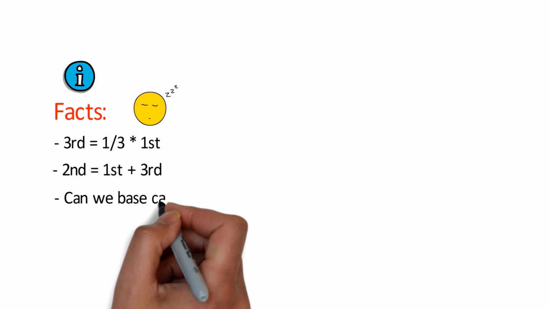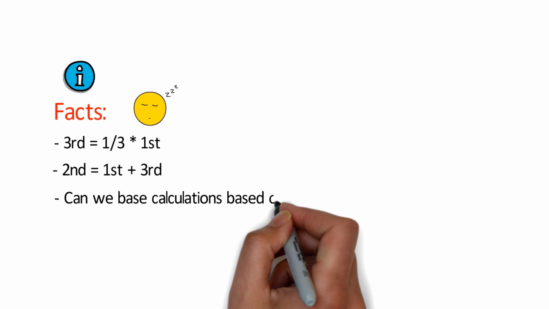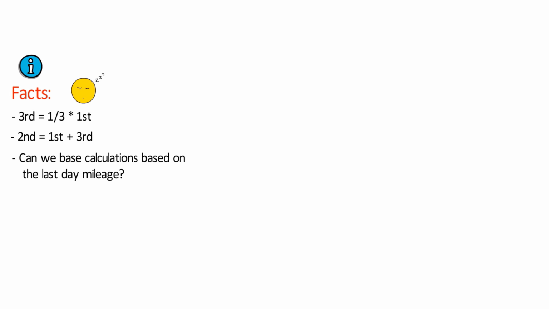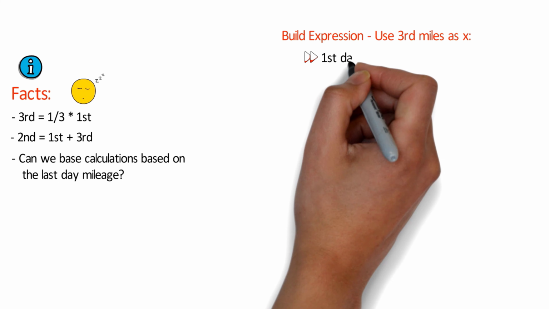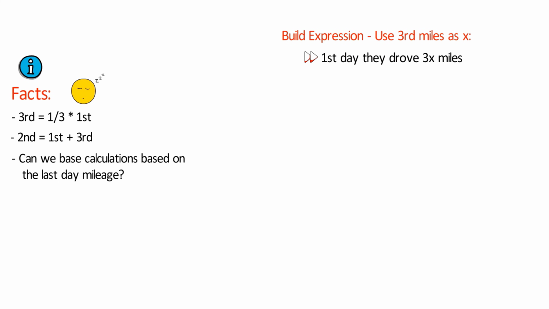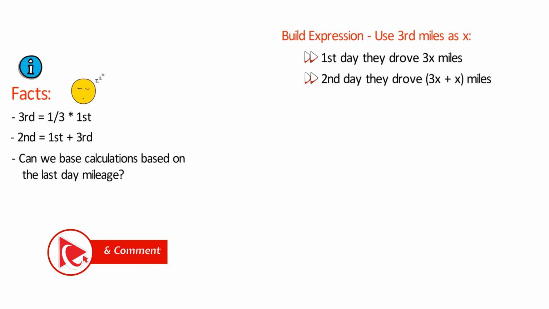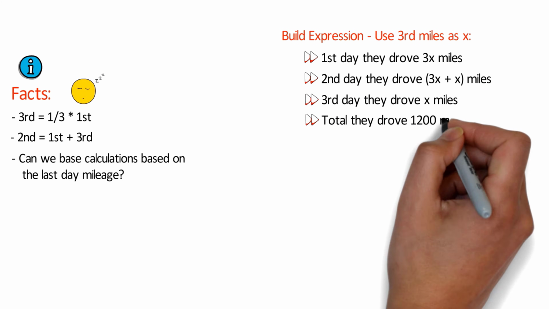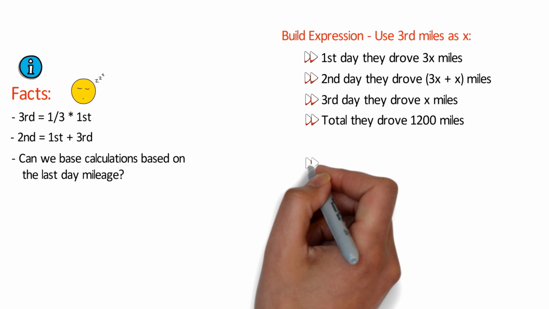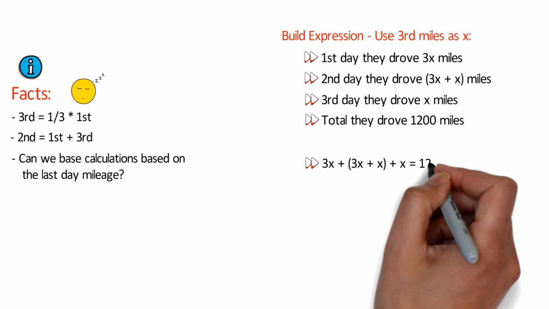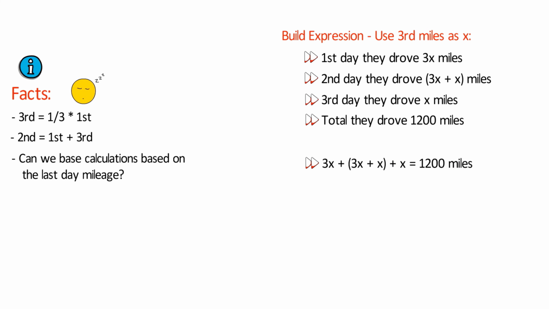So what's interesting here, can we base our calculations off of the last day mileage? What I mean by that is, can we use the third day miles as x in the expression we're trying to build? Based on this information, on the first day, they drove 3x miles. On the second day, they drove 3x plus x miles. In total, they drove 1,200 miles. So now we can build an expression: 3x in parentheses 3x plus x, and then plus additional x equals 1,200 miles.